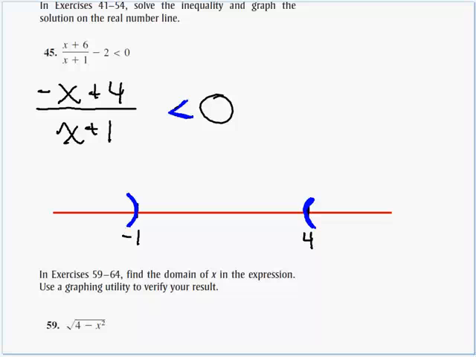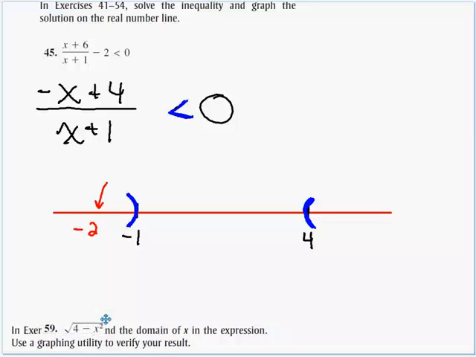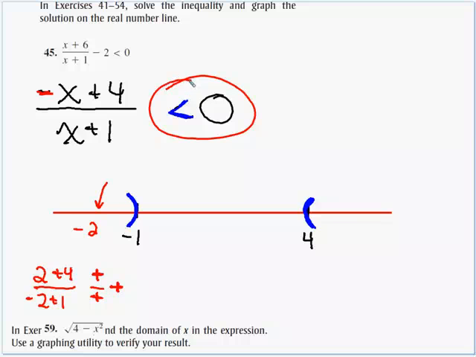Let me see here, what's a good test number? Here to the left of negative 1, let's just do a negative 2 and see what happens. Let me get myself a little more room down here. If I plug in negative 2 into the original function up here, the simplified fraction, I'm going to have a negative negative 2, which is 2, plus 4 over negative 2 plus 1. And that's going to be a positive numerator and a positive denominator. That's a positive net result. Is a positive number less than 0? No. So that is not part of the solution.